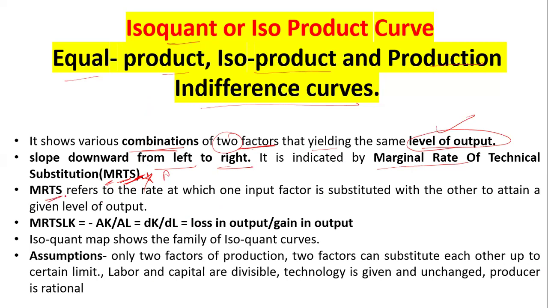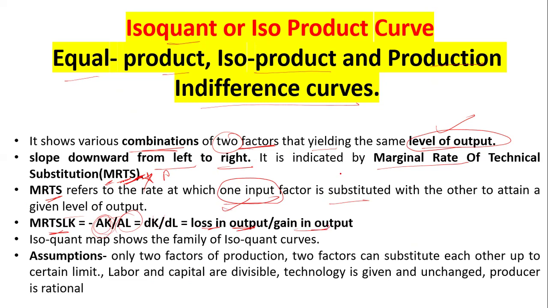So what is the MRTS? The marginal rate of technical substitution refers to the rate at which one factor is substituted with another to attain a given level of output. Here, MRTS of labor and capital, the formula is minus ΔK divided by ΔL, that is, the change in capital divided by the change in labor, which equals the loss in output over the gain in output. So it depends.